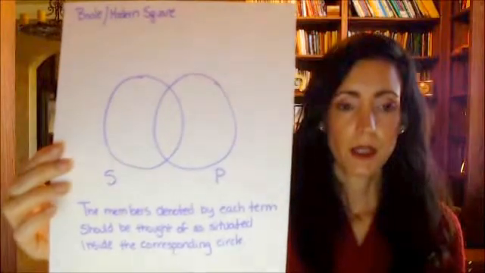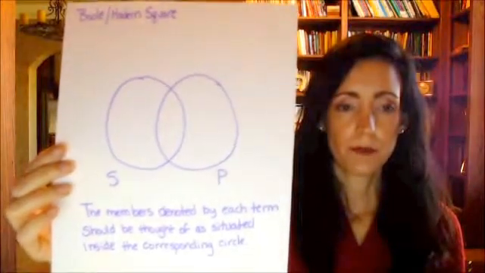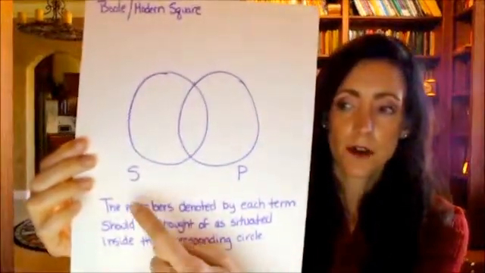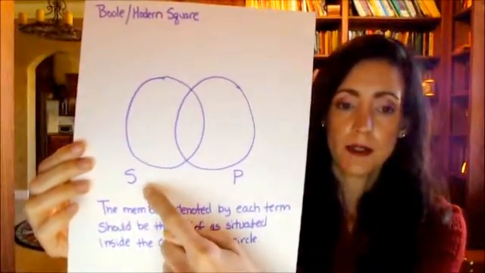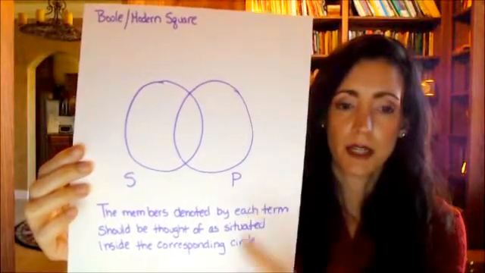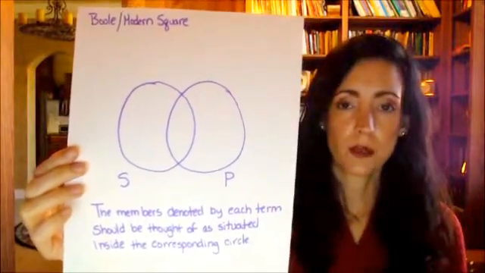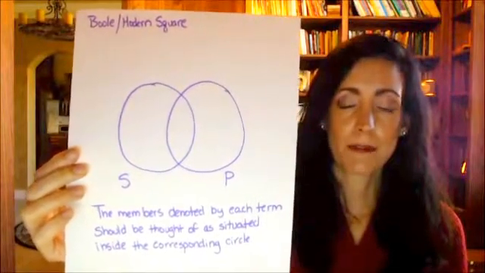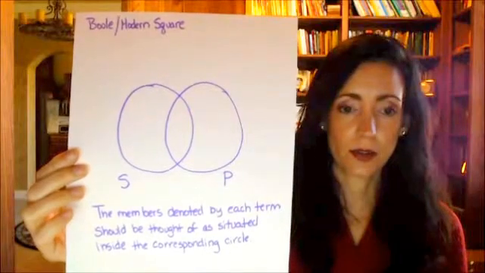Okay, so the Venn diagram, this is from the Boolean point of view, and it's the modern square. And so we have two circles. The first circle is always the subject. The second circle is always the predicate. So when you're working them out, always make sure you put the subject as the first circle and the predicate class as the second circle, okay?